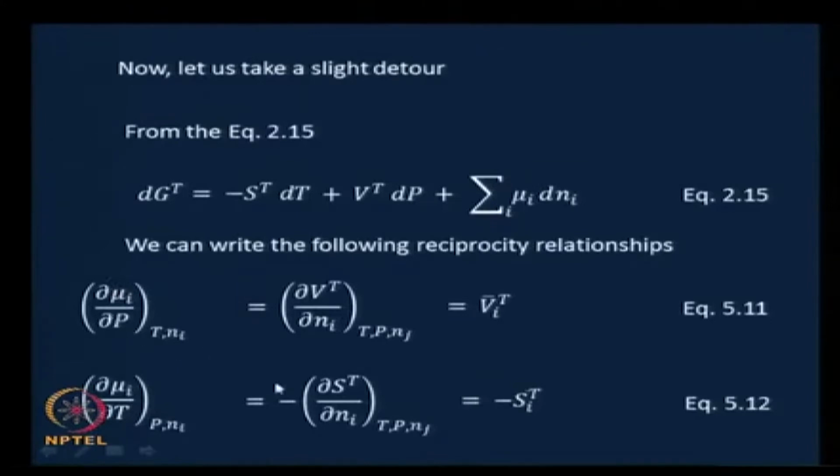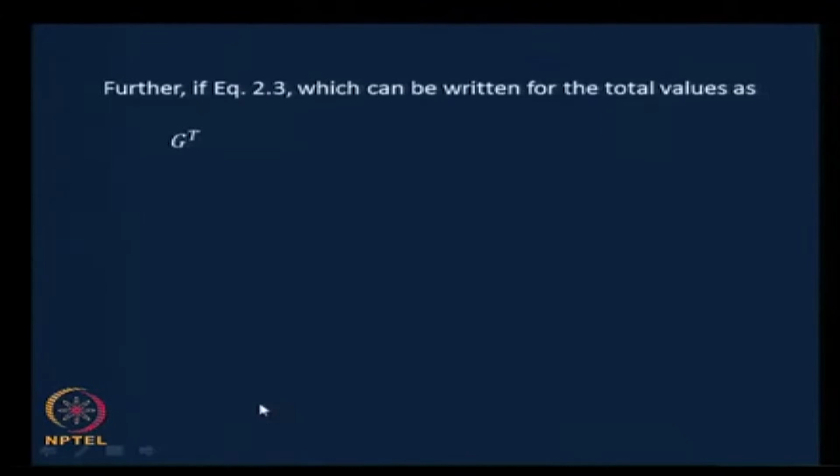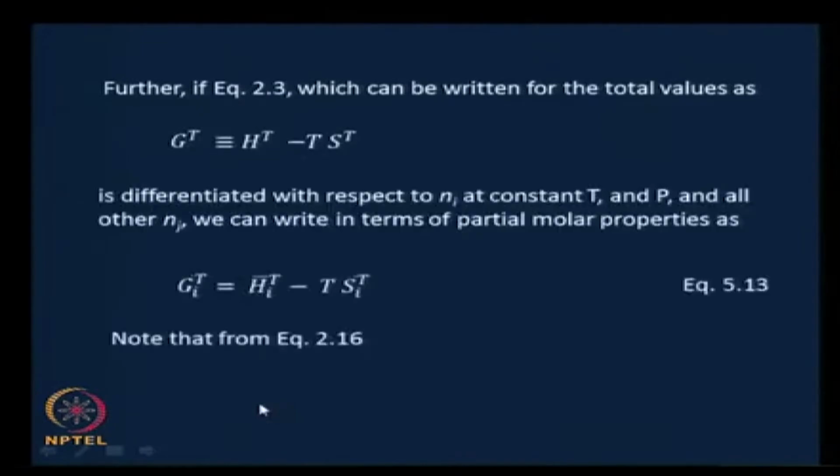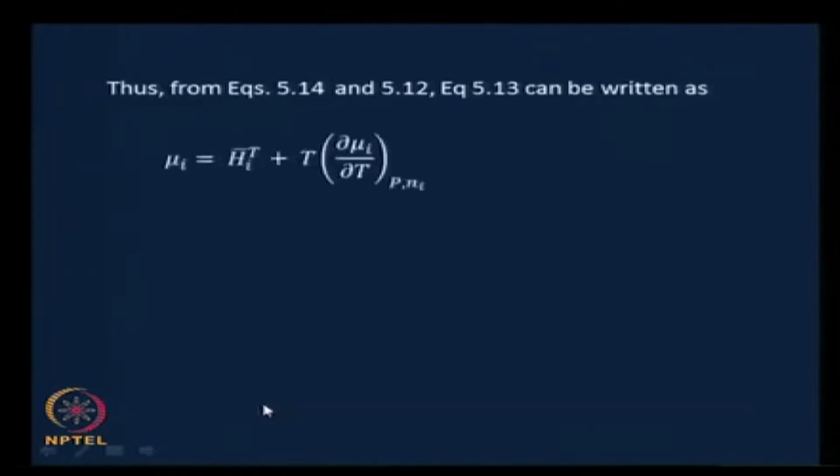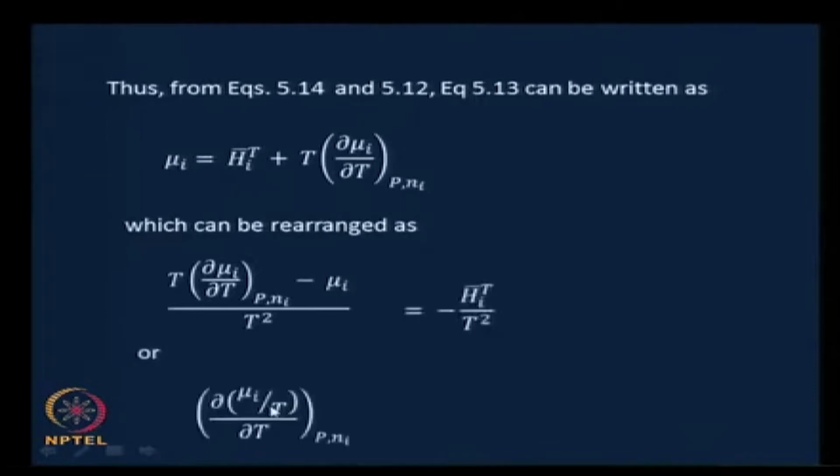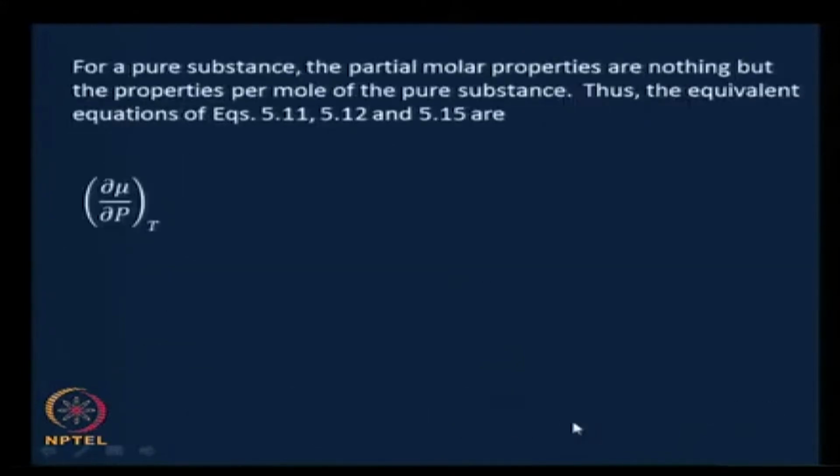We will write that again, and then we also derived dou mu_i by T dou T at constant P, n_i equals minus H_i by T squared. So, this is where we left off in the last class.